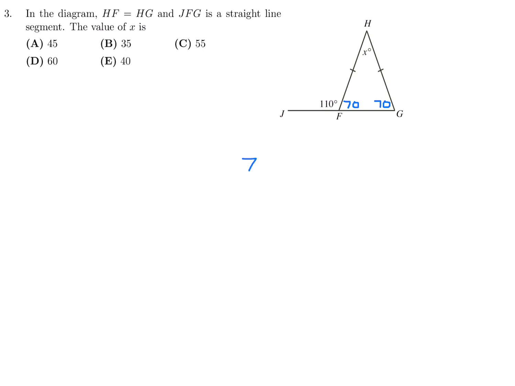And now the sum of the angles of a triangle add up to 180. So 70 plus 70 plus x is 180. Solving, you get x is equal to 180 minus 140, and therefore x is equal to 40. So number 3, the answer is E.